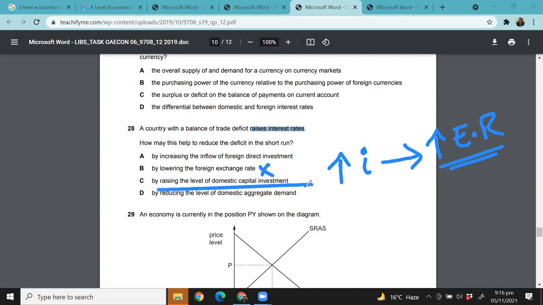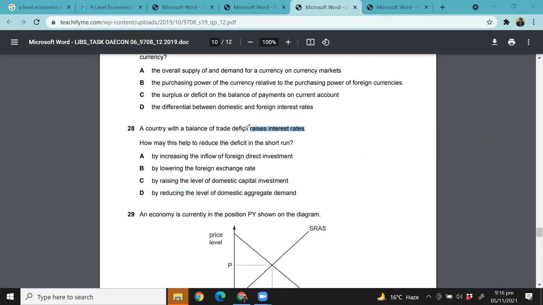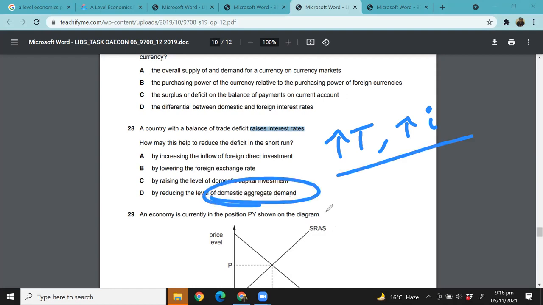Now, by raising the level of domestic capital investment, again, investment is not recorded in trade. Investment has nothing to do with trade. Ilsa, are you following me? And what Arbab just said, and what I explained to you, is that whenever taxes are higher and interest rates are higher, people have lower spending power. When the spending power is less, their demand for goods is less, and even the demand for imports is less. So that's how it happens, right?